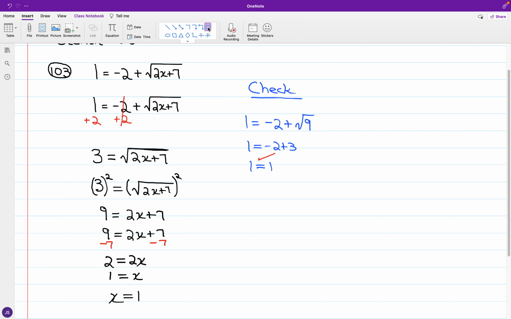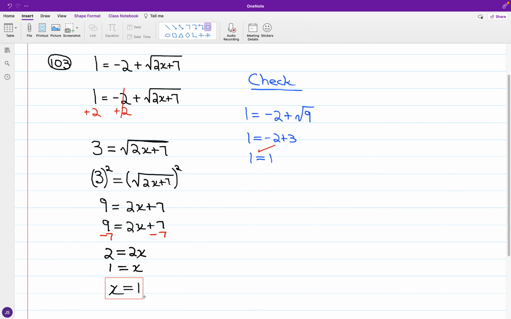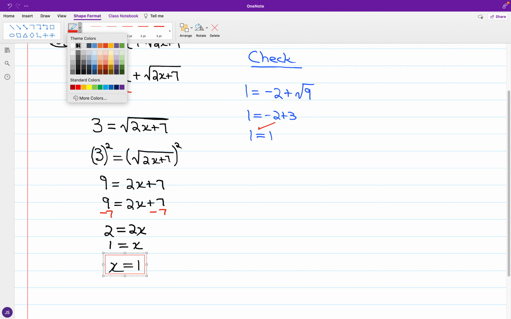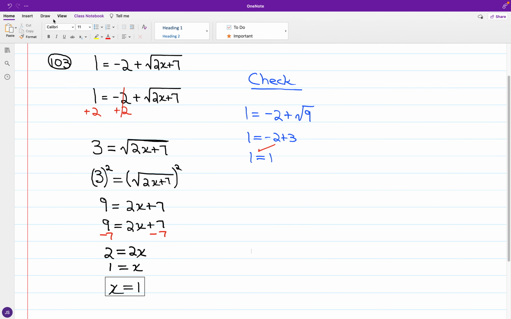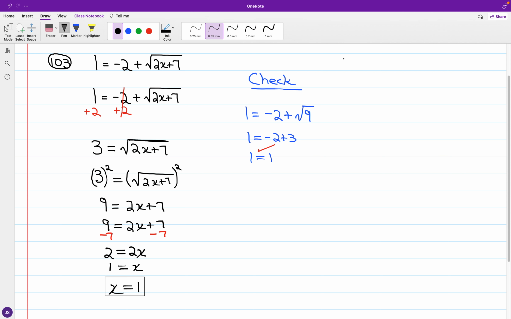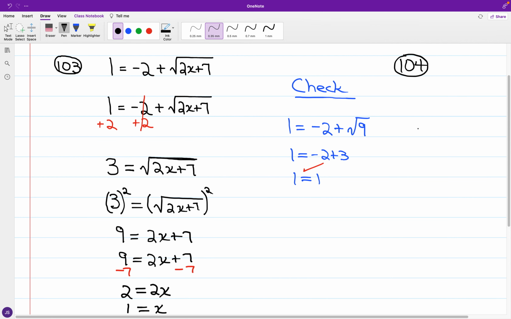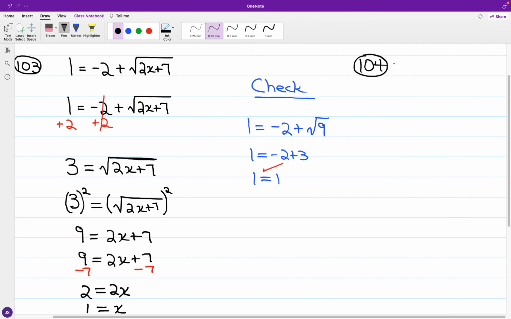Now for the next item, problem 104. We have another similar sort of display. This time, once again, we have a constant by itself on the left, and that number is 6, and we have that 6 is equal to 9 plus the square root of 5 minus 3x.